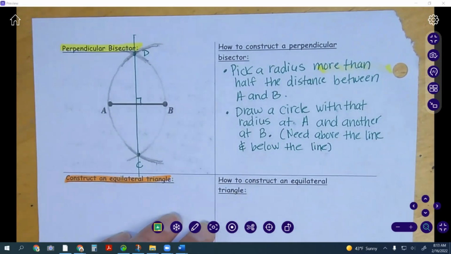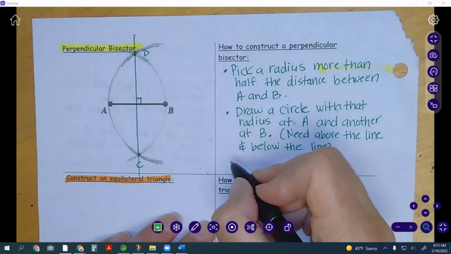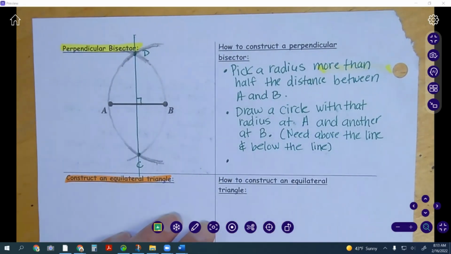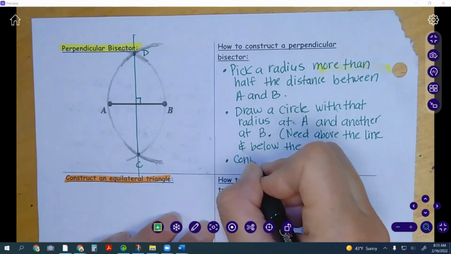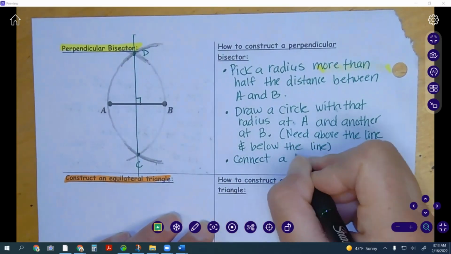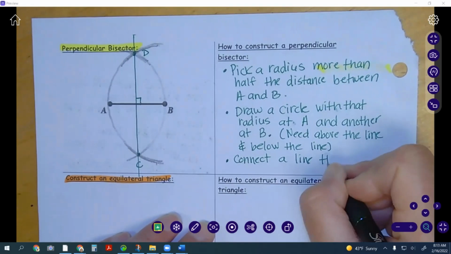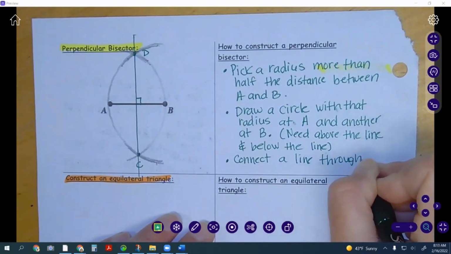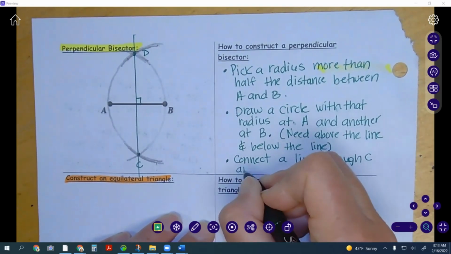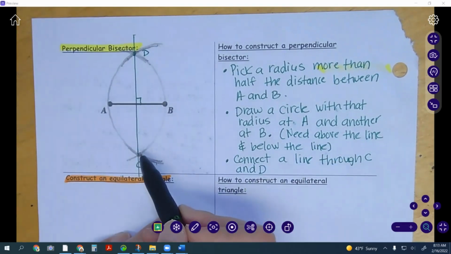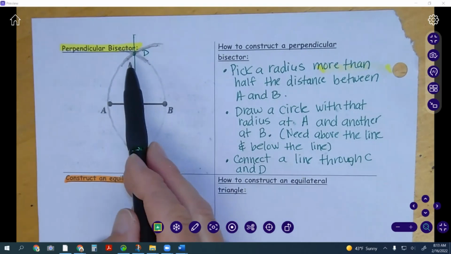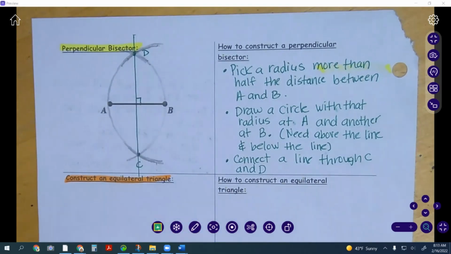Okay, so we need to go above the line, we need to go below the line. Then what we're going to do is connect a line through C and D. And again, C and D are where the 2 circles met here and here. And that is our perpendicular bisector.